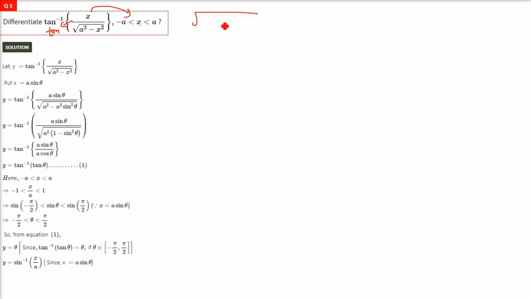So whenever we have a squared minus x squared kind of thing, we always take x equal to something so that we get some formula of trigonometry. So x is equal to a sin theta, we will put. So what do we get? Tan inverse, x is a sin theta, and then we have this under root a square minus, in place of x again, a square sin square theta.